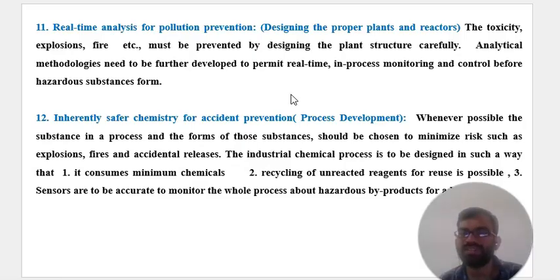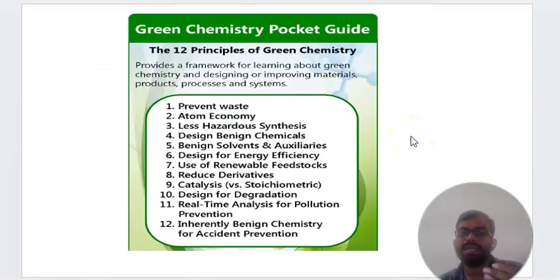In process development, whenever possible, the substances used in the process and their forms should be chosen to minimize risk, such as explosion, fire and accidental releases. An industry's chemical process should be designed in such a way that it consumes minimum chemicals and recycles unreacted reagents for reuse where possible, and sensors should be accurate to monitor the whole process for hazardous byproducts. So these are the 12 principles. Simply, you can understand what the green chemistry pocket guidelines are.